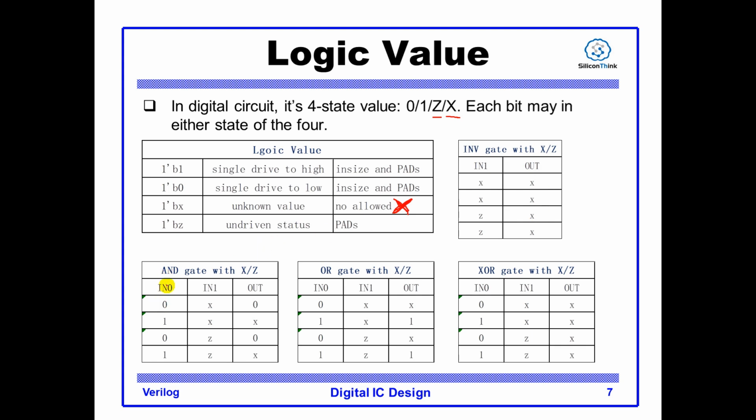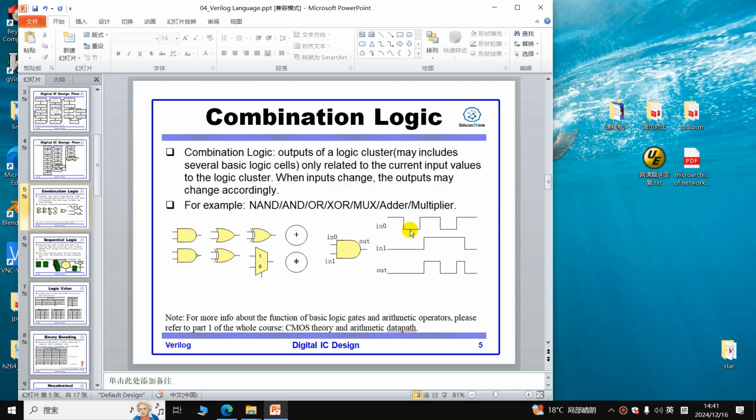And for the AND gate, please see the first two items. If one input is 0 and the other is X or Z, the output will be 0. This is because at the circuit level, in the view of a CMOS gate. Okay, let's show you the logic gate.